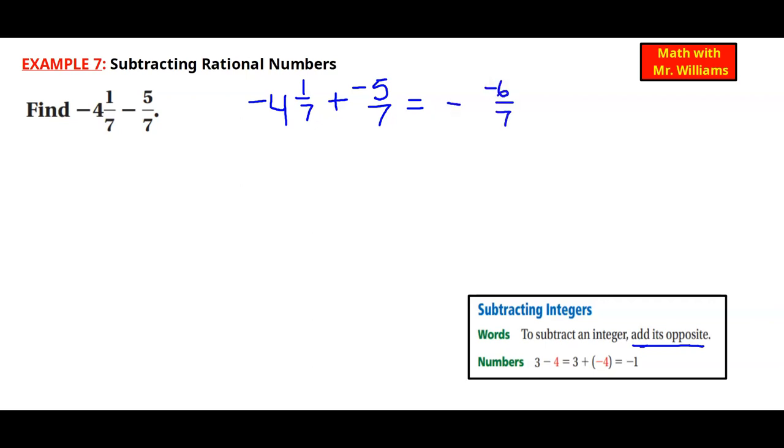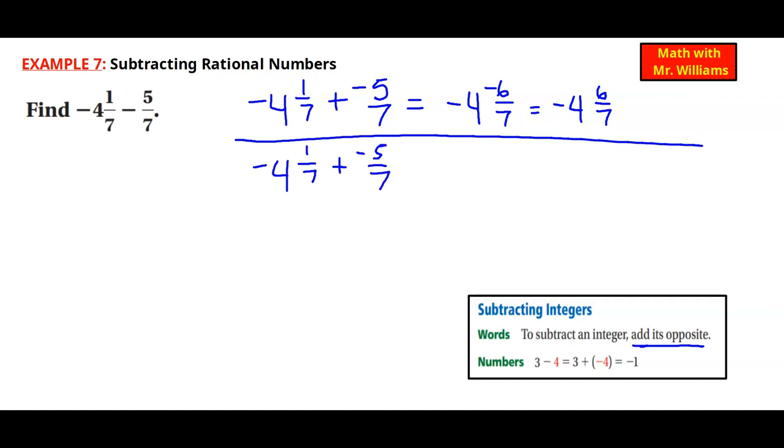Bring my whole number across. Clean it up a little bit. So we have negative 4 and 6 over 7. Now, it may not be that easy. Okay, let's stress that. So what I'm going to do is show you around the world real quick, just in case you have to deal with opposites.